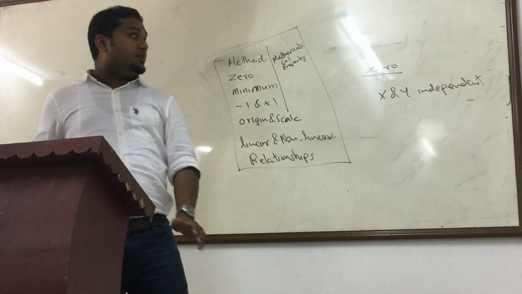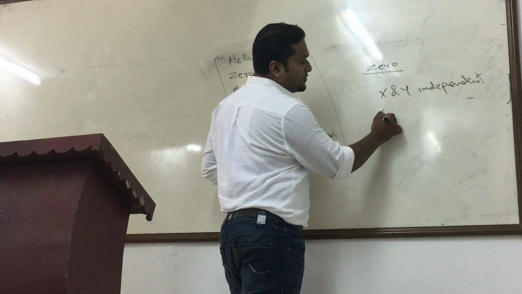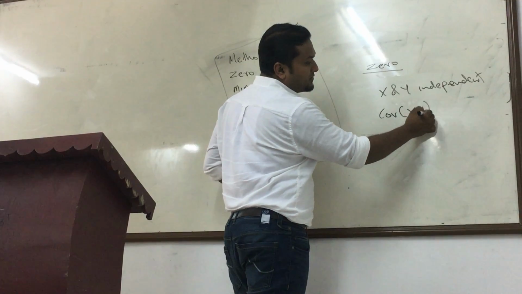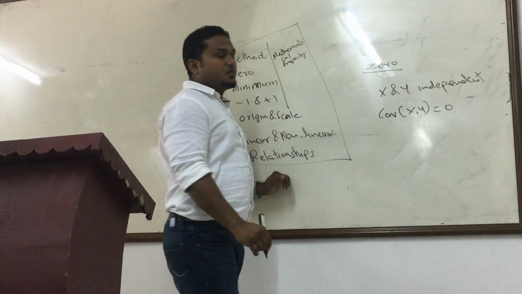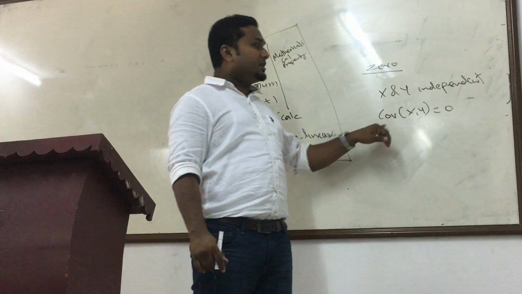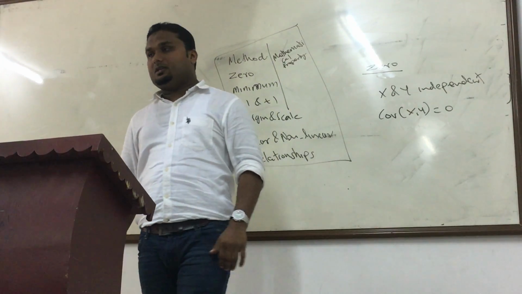0. Next step: if the covariance of xy is equal to 0, then the correlation coefficient is 0.